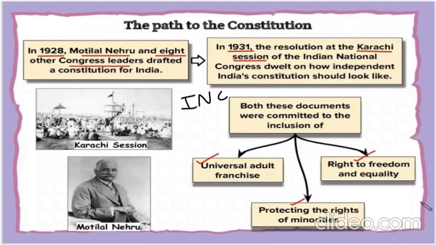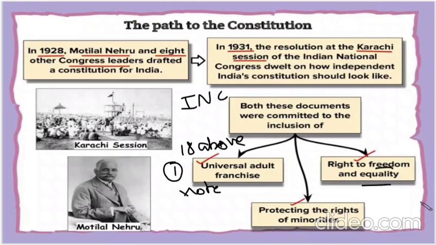Now, both these documents were committed to the inclusion of Motilal Nehru's draft as well as the Karachi session's draft. All these documents said that the first thing is that universal adult franchise should be there. What is it? The people who are 18 and above are eligible to vote, correct? The first thing, universal adult franchise.